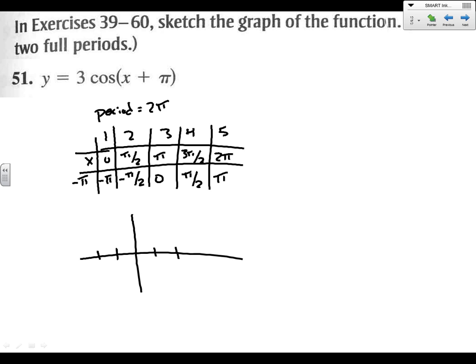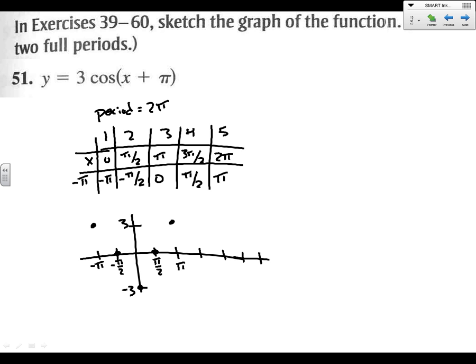So here's my full period. I'll start up at 3 and at negative pi. Come down to 0 at negative pi over 2. End up at negative 3 at 0. At positive pi over 2, come back up to 0. And then at pi, finish up top. And so I could keep going a second period.